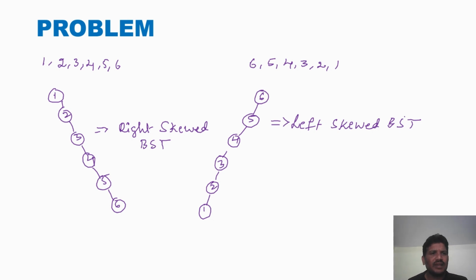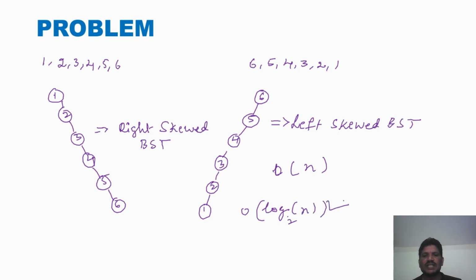Okay, when the data is given either in ascending order or descending order, then we can construct the right skewed binary search tree or left skewed binary search tree. Okay, then the problem in the binary search tree is that the height of the tree will increase. The tree is constructed like this. The time complexity is order of n. In case of the balanced binary search tree, the time complexity is order of log n base 2. Okay, because this is the time complexity of the balanced binary search tree. This is the time complexity of the unbalanced binary search tree.